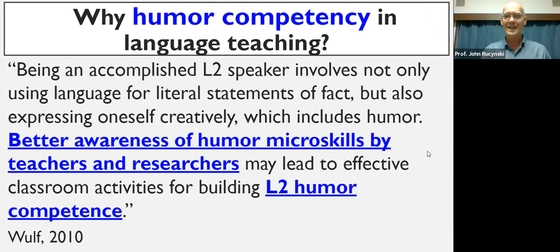So let's get more deeply into this term of humor competency and what exactly it means. So a great article by Wolf said, students need not just to express themselves literally in the L2, but also creatively. And he said, maybe teachers and researchers need to think about the humor micro skills. And if you're not familiar with micro skills, I'll explain this more later. And maybe we can use that in our classroom to build L2 humor competence as another micro skill of communication.